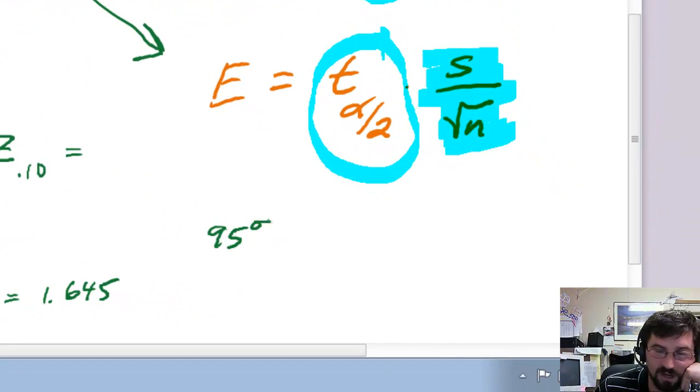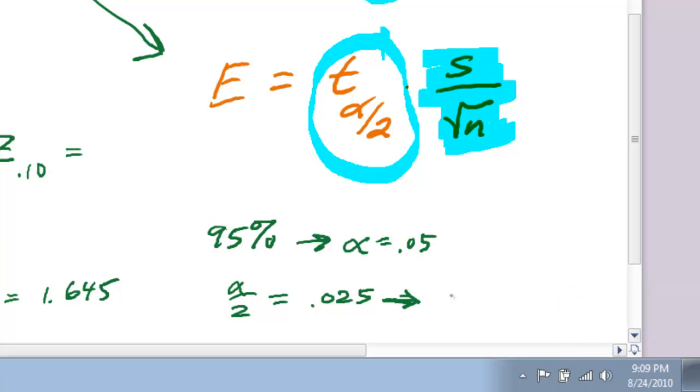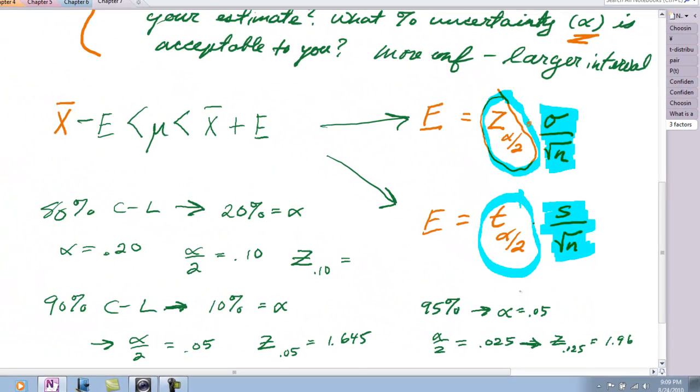And a 95% confidence level means alpha equals 0.05, which means alpha over 2 is 0.025, because I take this value, divide it in half, and then z of 0.025 is 1.96. I don't have all these memorized, but you can see, look at what I did. Let's look at 90%: 1.645.